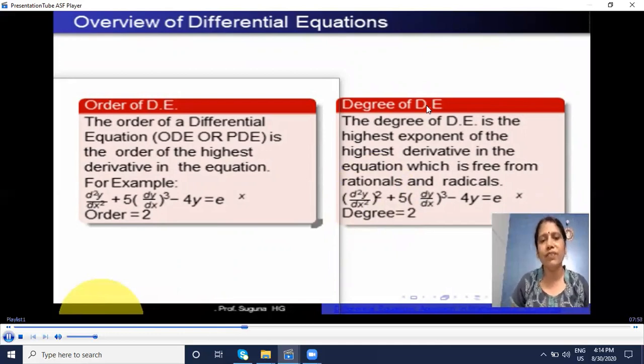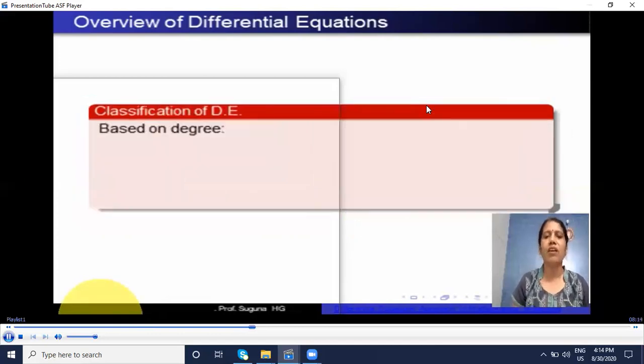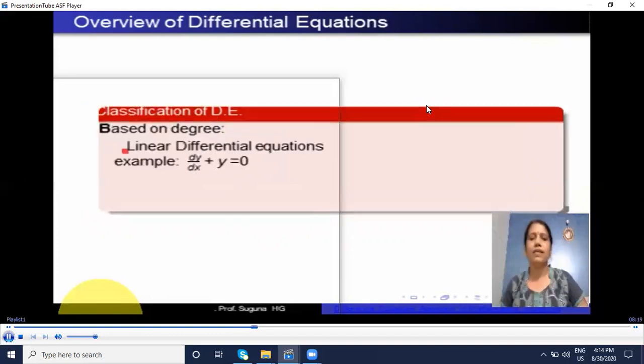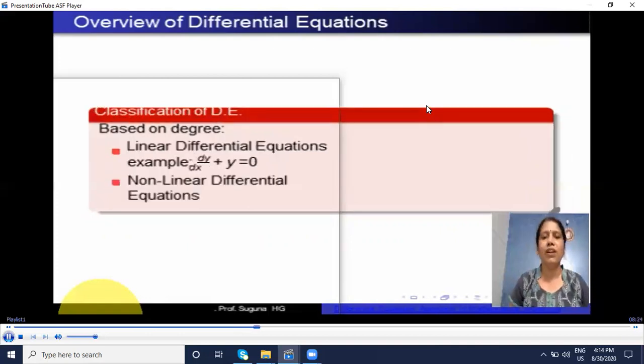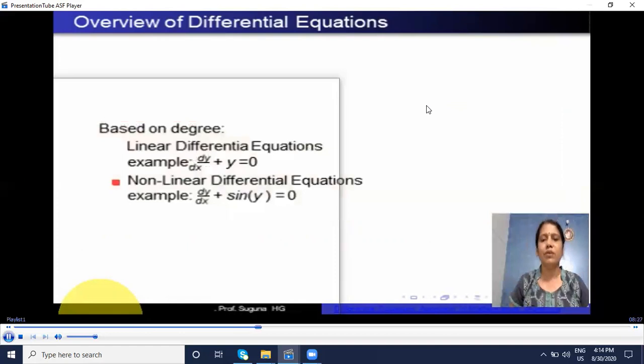Now, the difference between order and degree of a differential equation is that here the highest derivative gives the order, and here the exponent of the highest derivative is called its degree. Then let's see how these differential equations are classified based on degree. Based on degree, we have two types: linear differential equations and non-linear differential equations. Here, algebraic as well as trigonometric terms are involved. So, linear and non-linear are the two types of differential equations based on degree.